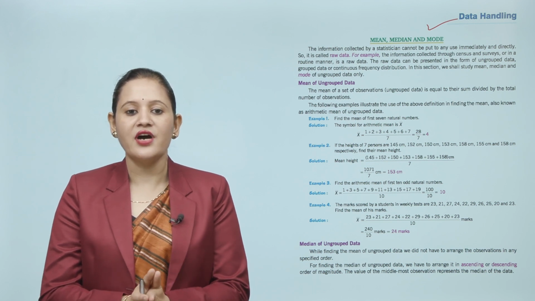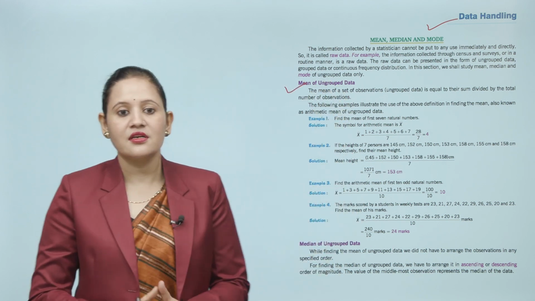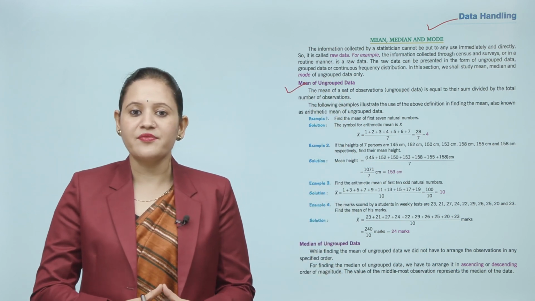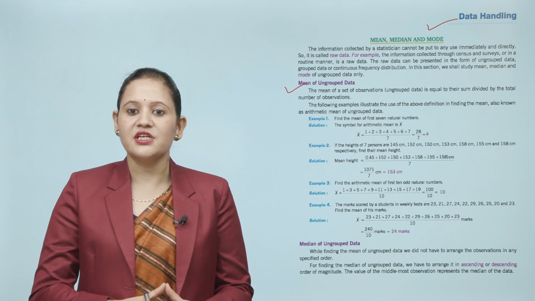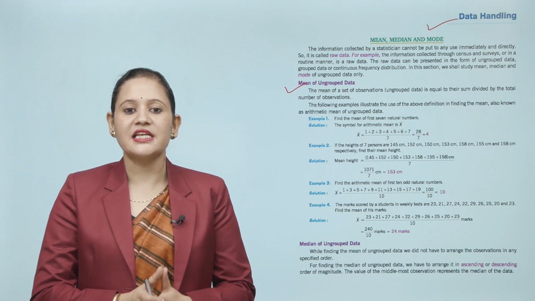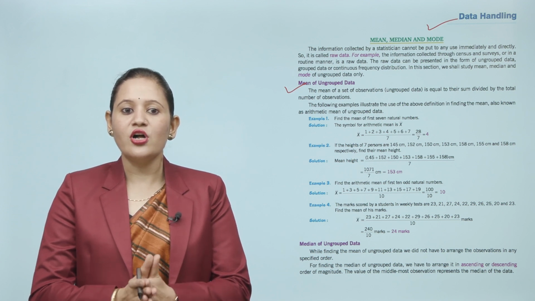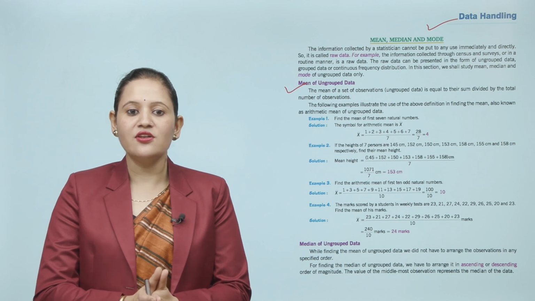First, mean of ungrouped data. The mean of a set of observations is equal to their sum divided by the total number of observations. The following example illustrates the use of the above definition in finding the mean, also known as arithmetic mean, of ungrouped data.